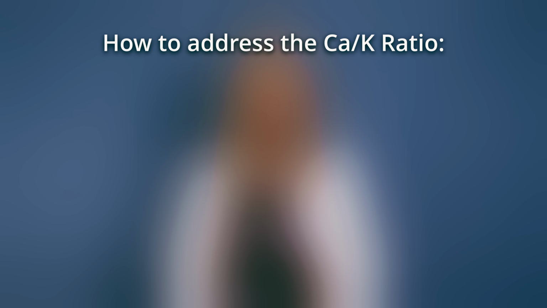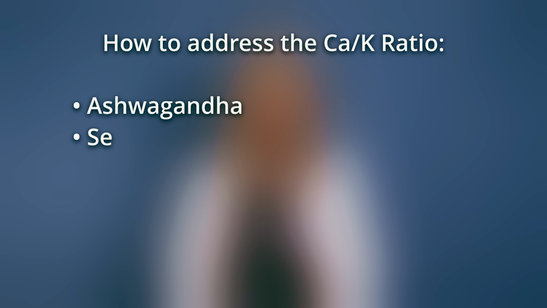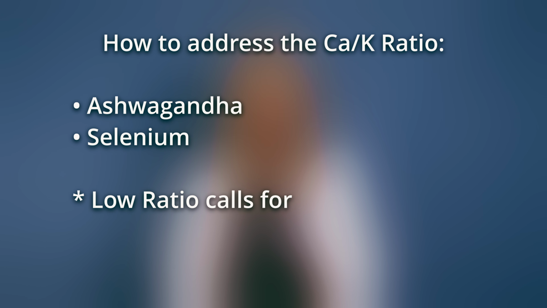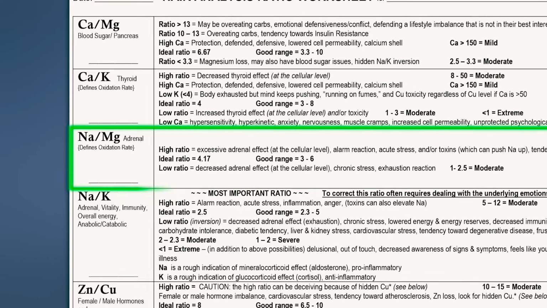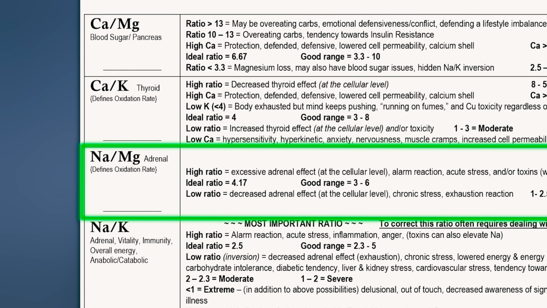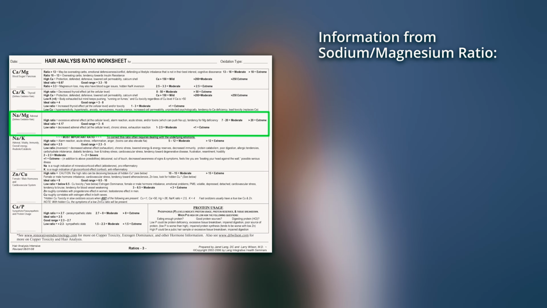With an imbalance in the calcium to potassium ratio, I'll often recommend therapeutics like ashwagandha. A ratio of calcium to potassium that's off also is reflected in a low selenium. So selenium is another nutrient that can help restore this ratio. And if the ratio is low, then we'll want to work on detoxing the body with things like charcoal or zeolite.